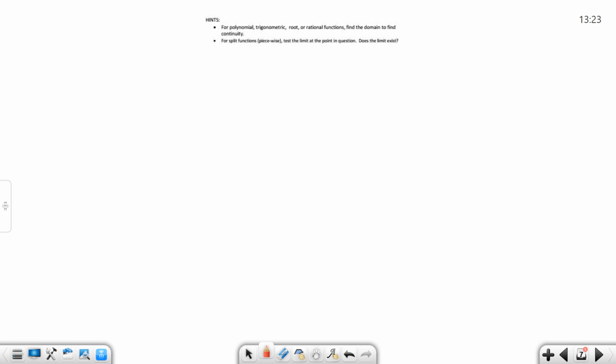So I give you some hints, and it says for a polynomial, a trigonometric, a root, or a rational function, you find the domain to find continuity. Okay? If you have a split function or a piecewise function, you have to determine, does the limit exist at that point?